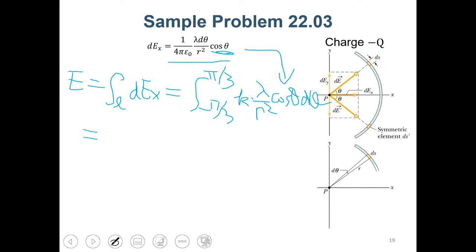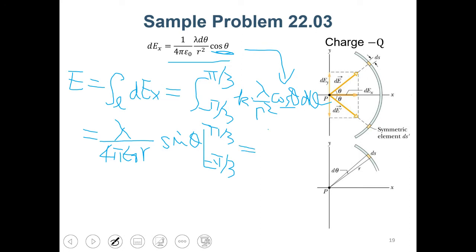So we can have lambda over 4 pi epsilon 0 r, since k is 1 over 4 pi epsilon 0. We integrate cosine theta, which gives sine theta, and then we substitute pi over 3 and minus pi over 3, and subtract them. So the final answer will be square root of 3 times lambda over 4 pi epsilon 0 r.